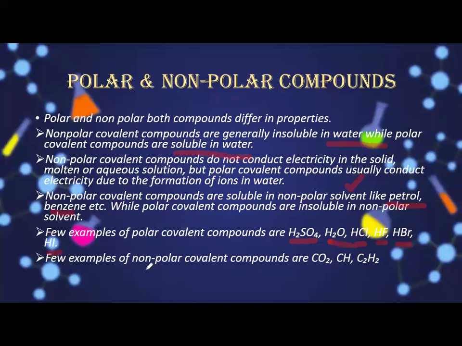And the examples of non-polar covalent compounds are carbon dioxide, CH4 methane, sorry, there is a 4, CH4 methane, and C2H2, we have ethyne. Okay, so these are some examples of polar and non-polar compounds, and we have discussed their properties. They differ in their properties.